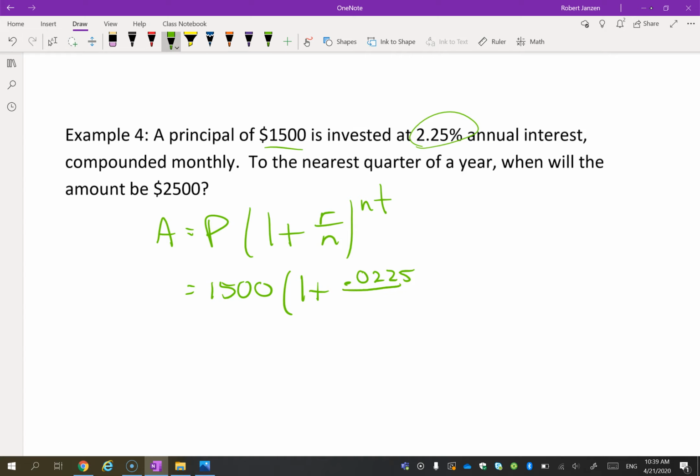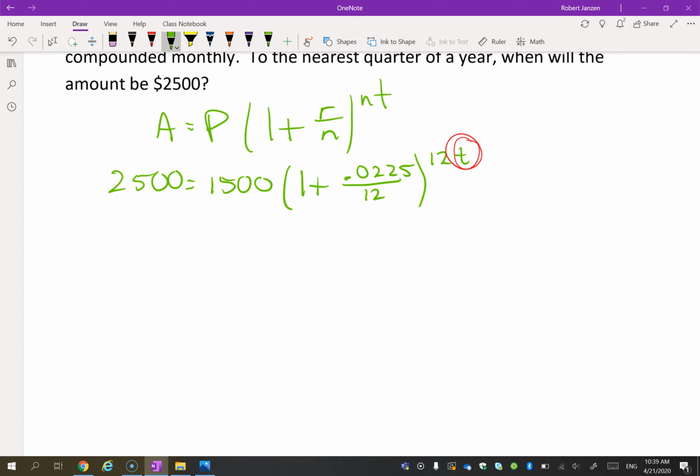Compounded monthly, so that means 12 times in a year. And to the nearest quarter of a year, when will the amount be 2,500? Well, that's odd. This time I don't know what t is, but I do know what the final amount is. So the question here wants us to solve this. That's a variable in the exponent. This tells me it's going to be a log question. So if you can solve this equation, you can do all of these questions that are coming up.